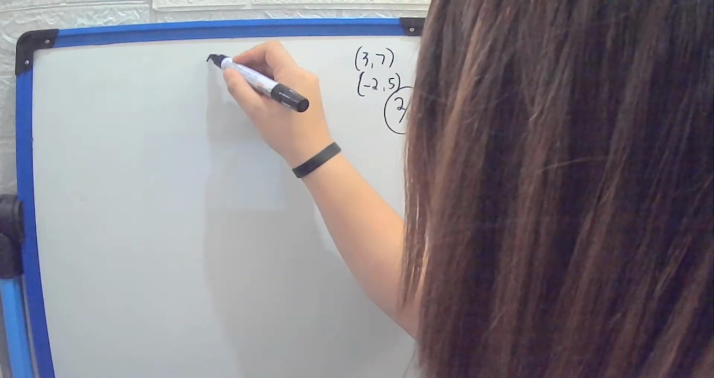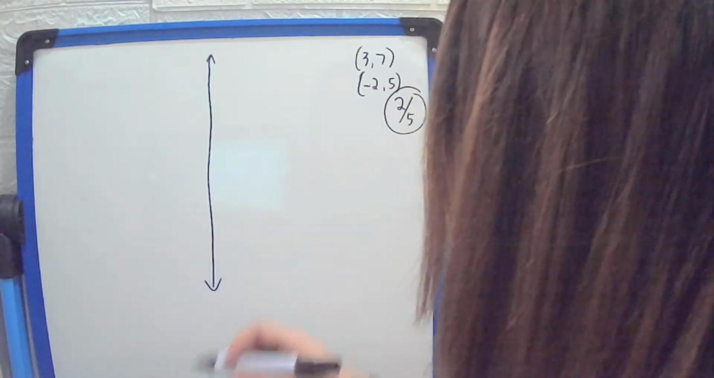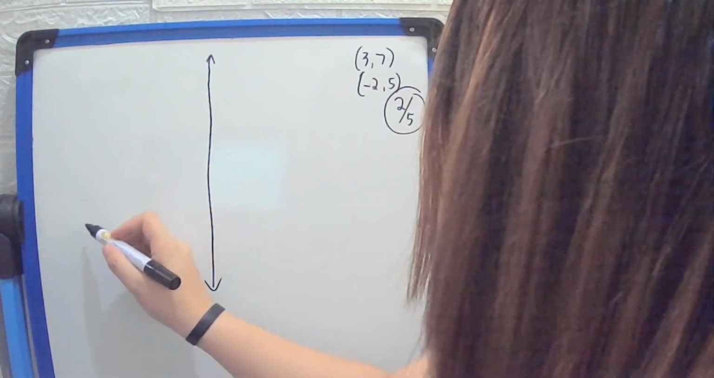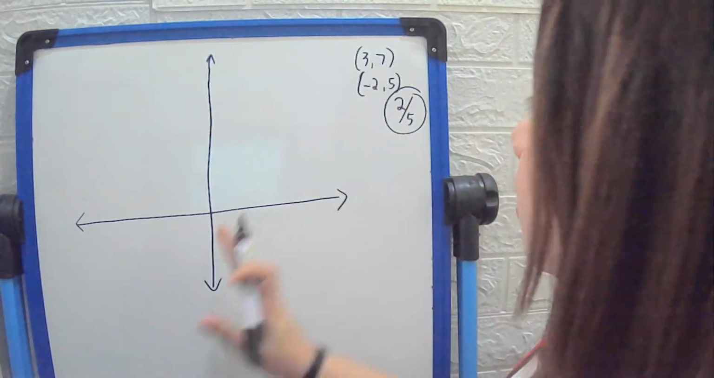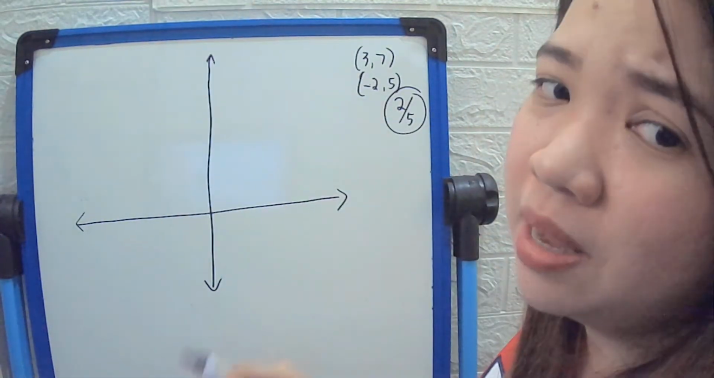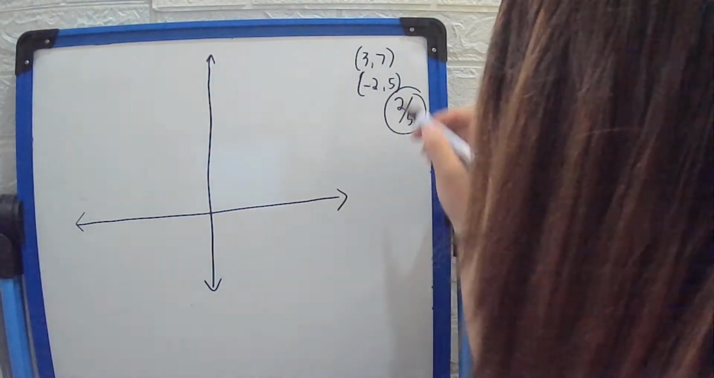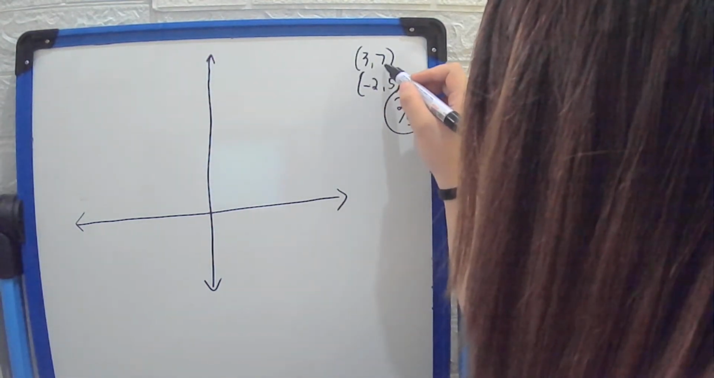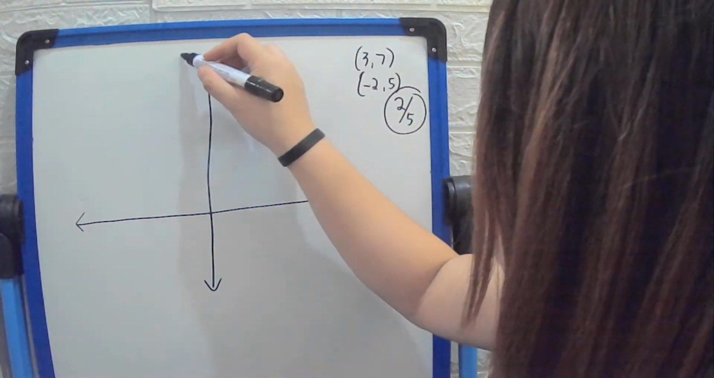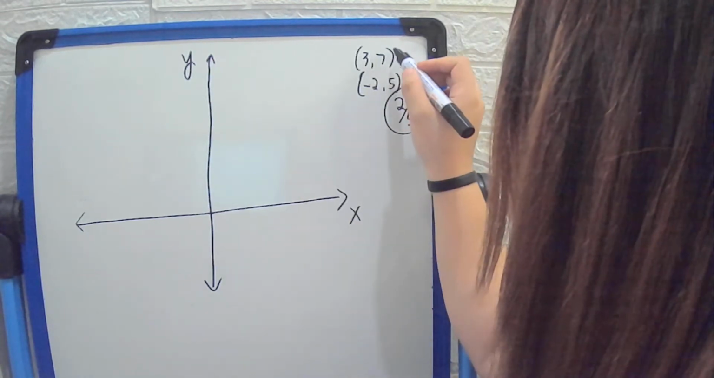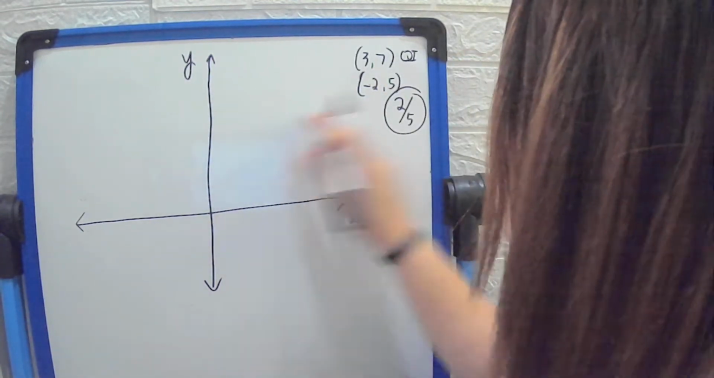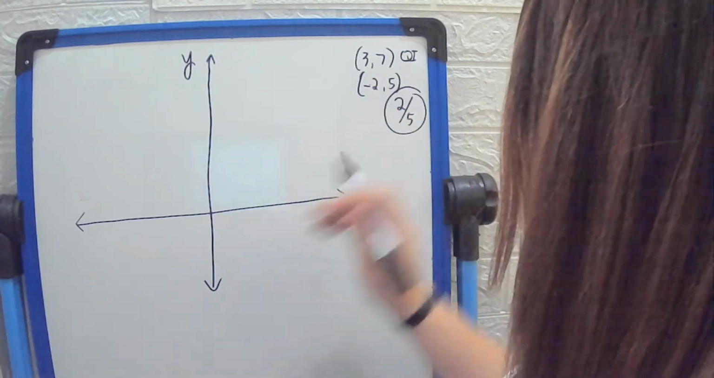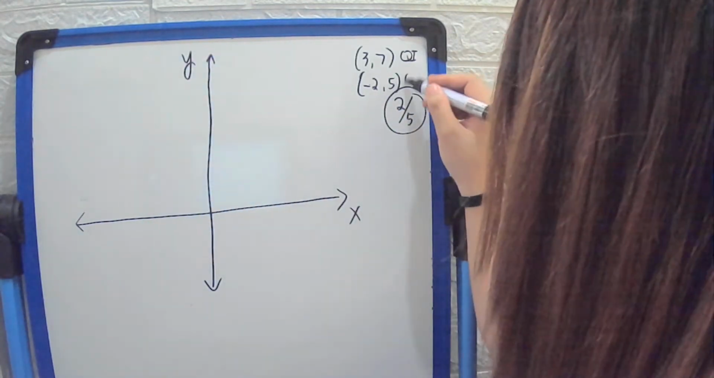Okay, so let us say ito yung ating y-axis. So, ito naman yung ating x-axis. So, pwedeng mas mahaba pataas. Kasi pwede naman siyang i-extend. Okay, positive 3, positive 7. So, ito yung x natin, ito yung y. Positive, positive. So, ito ay quadrant 1. So, makikita mo siya dito. Negative, positive. So, this will be quadrant 2.